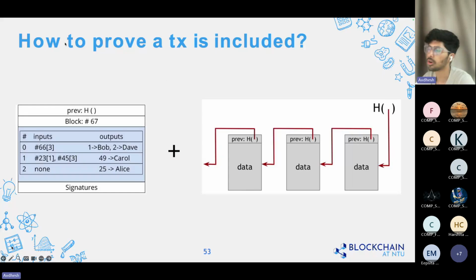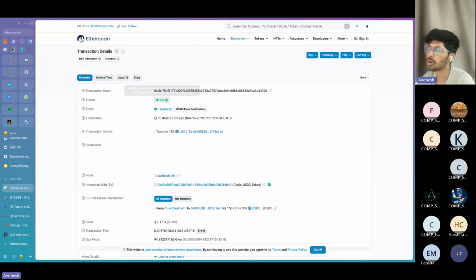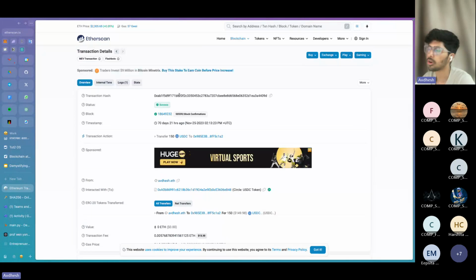So another thing is, how do you verify or prove that all the transactions inside this block have been added to the blockchain? How do you say that this transaction or this data has been added to the blockchain? How will you get this success?